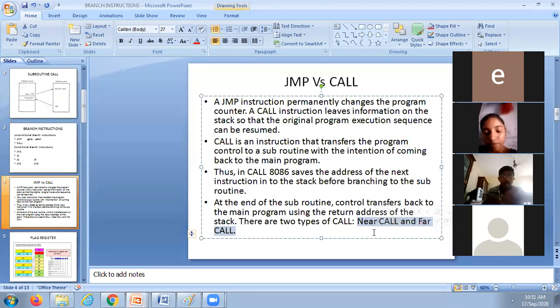Suppose I ask you to call a person in your block. Suppose there are 3 blocks in our college. I ask one of you to call a person who is nearby, that means who is within the same block. That is called a near call. Suppose I ask you to call somebody who is in another block. Then that is called a far call.